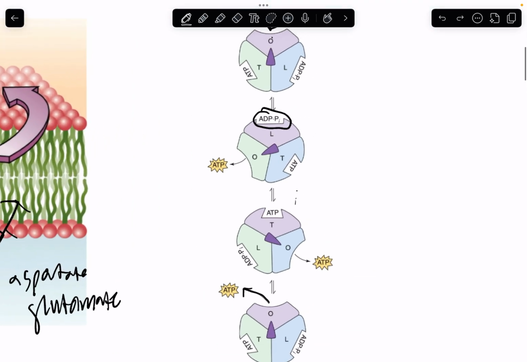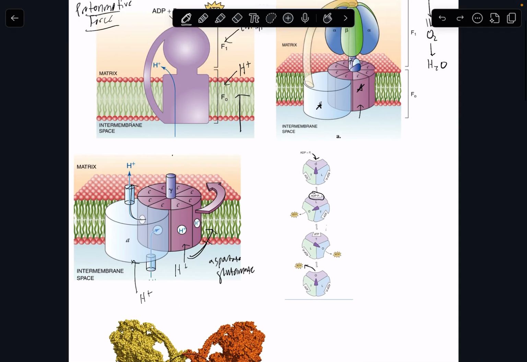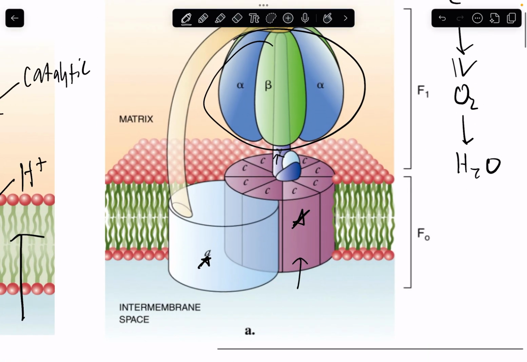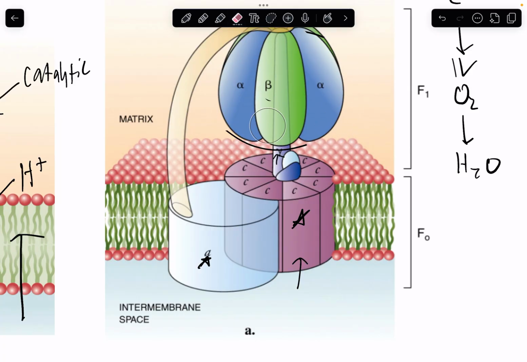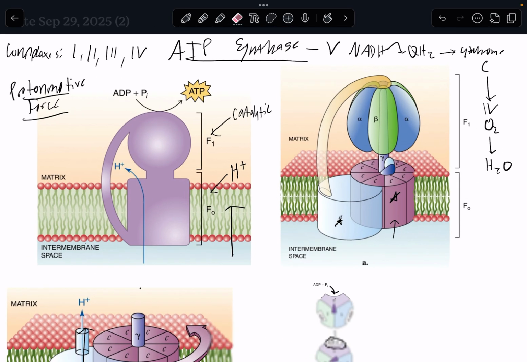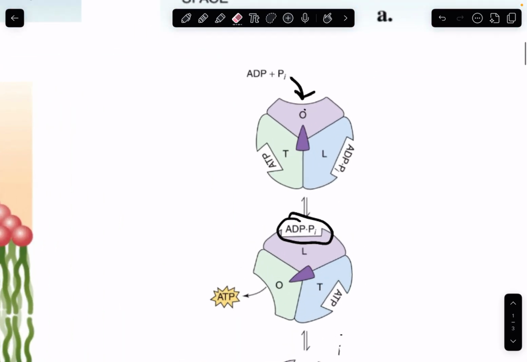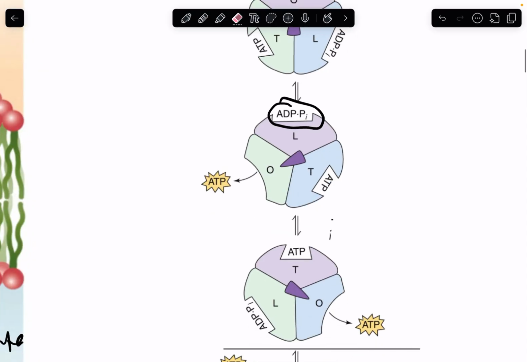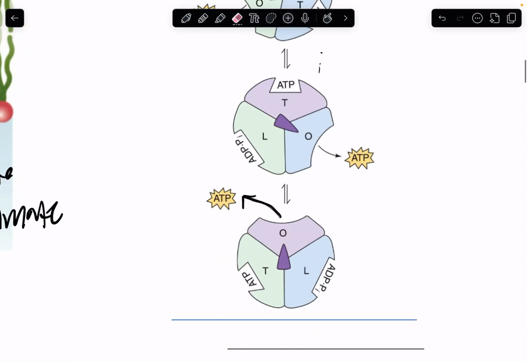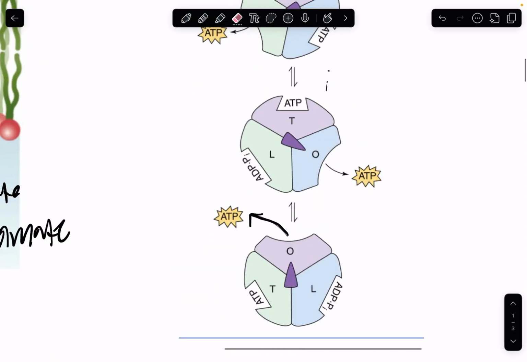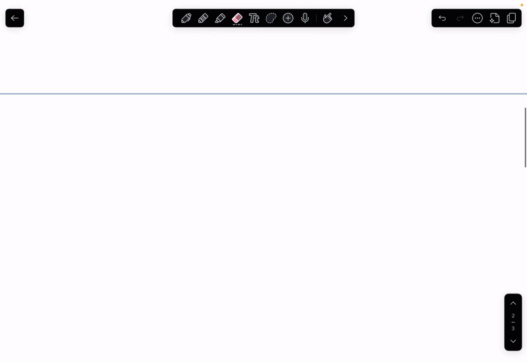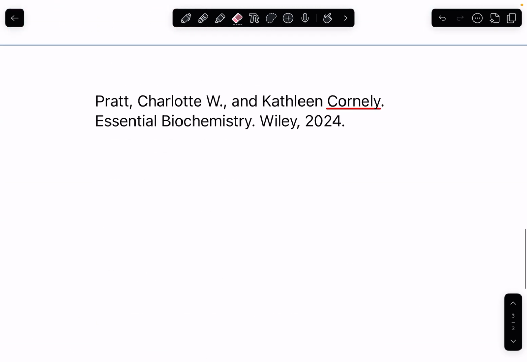And these are conformations that are found in the alpha beta subunit, but just in that beta subunit is where that catalytic activity is occurring, with the ADP and inorganic phosphate coming into the open conformation, combining with the active site in the loose conformation, and then producing the ATP in the tight conformation to then be released in the open conformation again. And that is all we're going to talk about today, and that is our source right there.